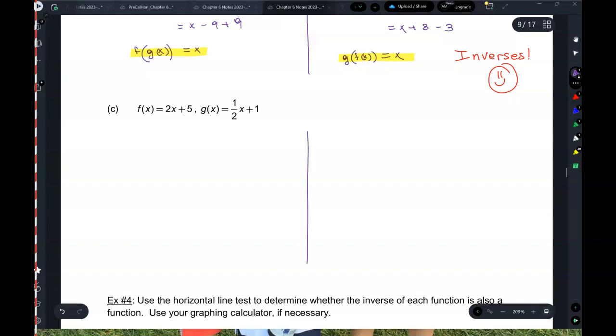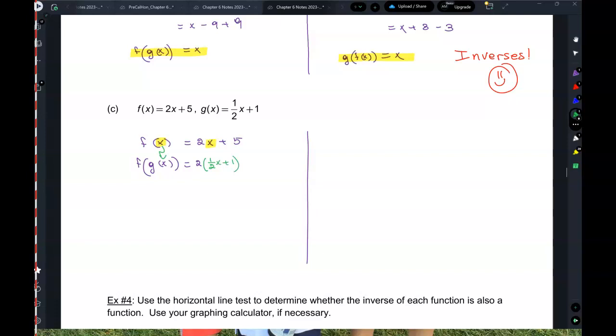Again, split it up and f of g of x. So f of x is 2x plus 5. Okay, again, this x is going to be replaced by g of x. So here I have 2 times, what's g of x? Plus 5. Distribute. I get 2 times half x is x plus 2 plus 5.